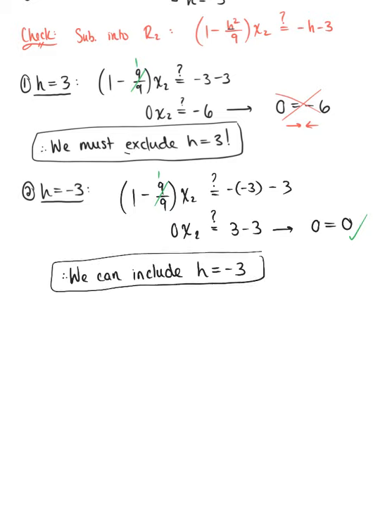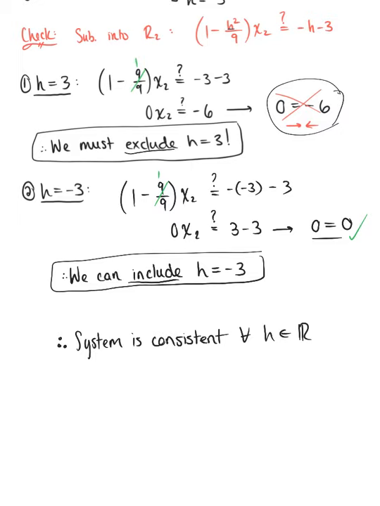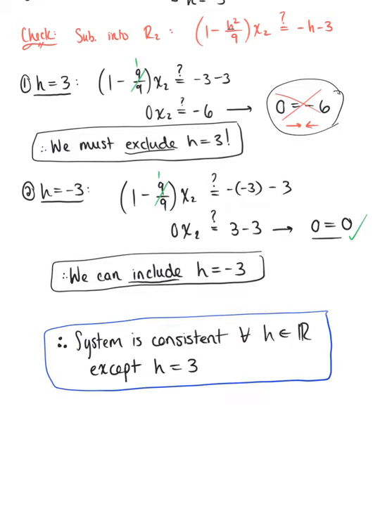So we need to exclude h equals 3 because it produced that contradiction, and we want to include h equals negative 3 because it produces a true statement. So we can say that therefore the system is consistent for all h an element of the real numbers except h equals 3. We have to exclude that value to produce a consistent system. And that's our beautiful final answer.